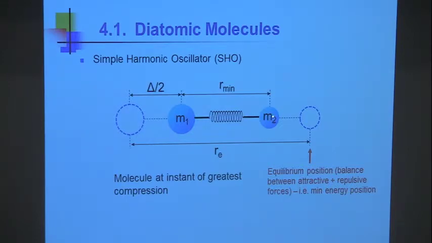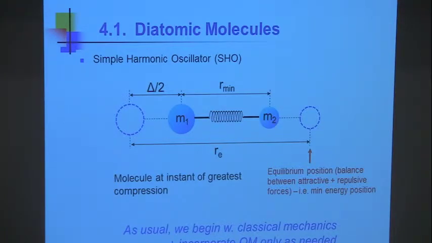So here's our molecule. Let's say we compress it to the minimum. So we compress it to one side of that potential energy well, and we let it go. It's going to just sit there and oscillate forever at the instant of greatest compression. So the equilibrium position is the one where the potential energy is zero and the kinetic energy is at its maximum, so it goes back and forth past the minimum. That's RE. So you go from R minimum, there's RE, and then you go to R max.